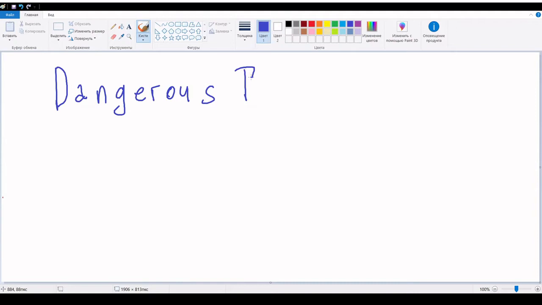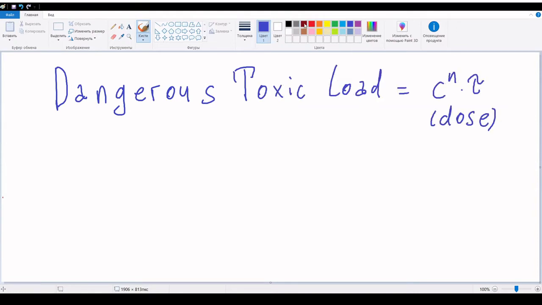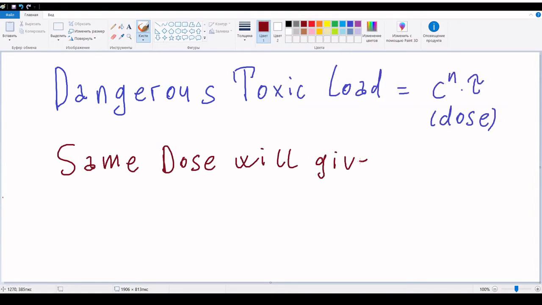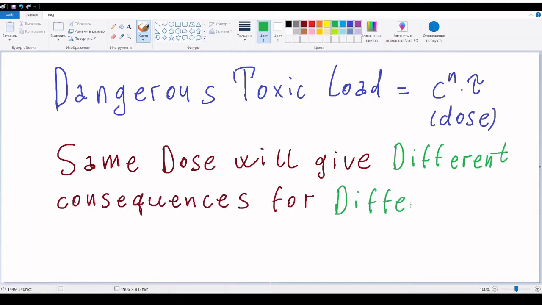Now we understand that the same amount of toxin inhaled while breathing can result in different consequences. However, we can figure out the probability of death by exploring the behavior of a certain number of organisms.